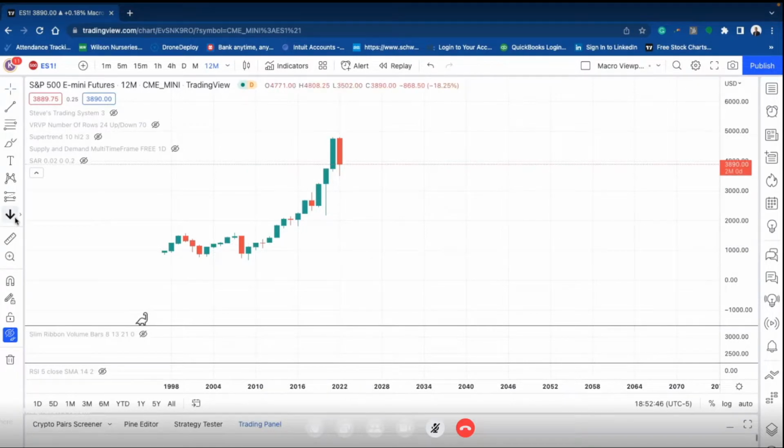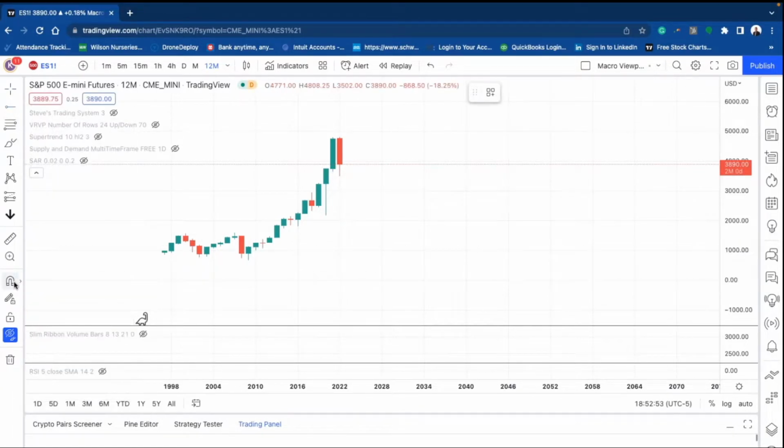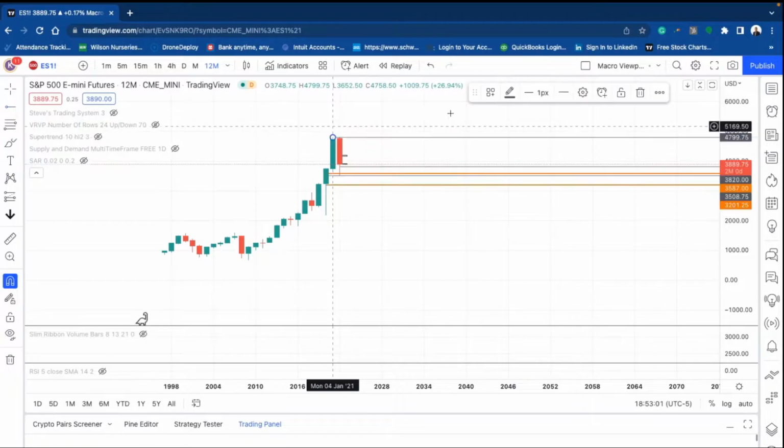So you start off with the top-down analysis. So if I take a horizontal line, it looks like we're trading within the yearly range of 2021. So I'll mark out the high. It's going to be there.